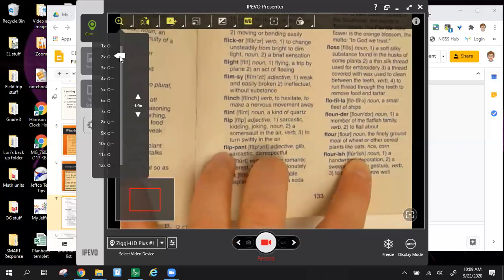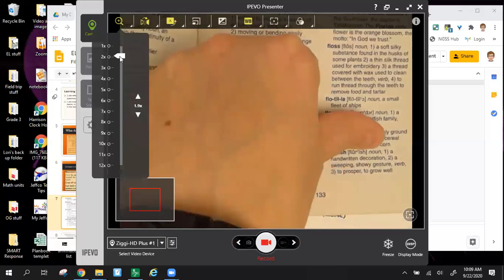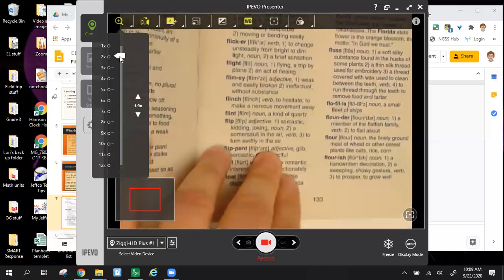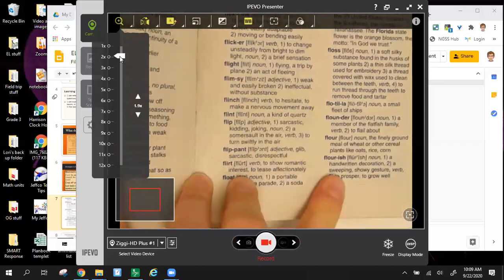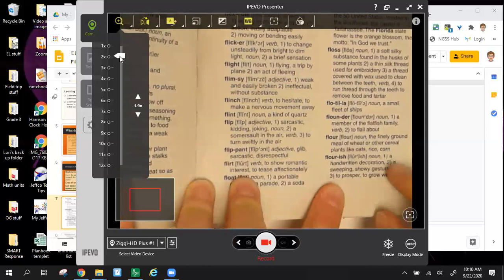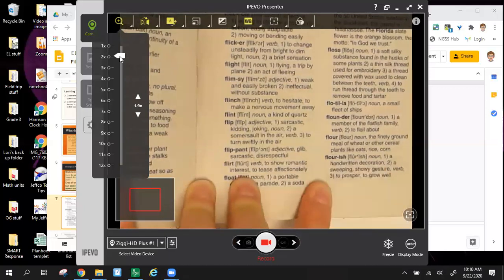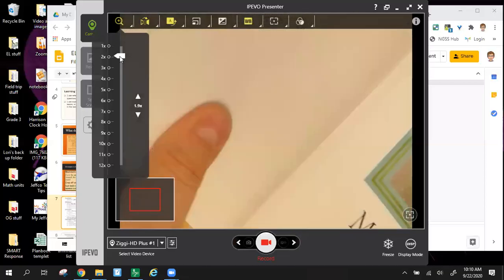So it shows FL, so fool, and then ish, flourish. Because sometimes just because we can look up a word in the dictionary, it still doesn't mean we know how to pronounce it properly. So flourish is written there in the pronunciation. And then it says noun. A noun is a person, place, or thing. A handwritten decoration.